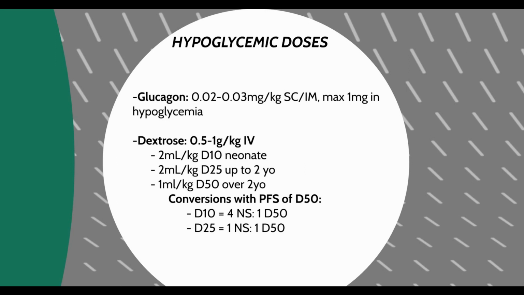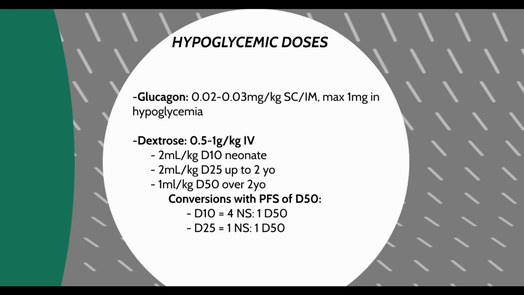Okay. If you don't carry D10, how do you make it? Well, one way is that you could take your syringe of D50, you can push out 40 milliliters and draw up 40 milliliters of normal saline. And that will be a 4-to-1 normal saline to D50 concentration. All right. And you can apply that principle to D25 as well.